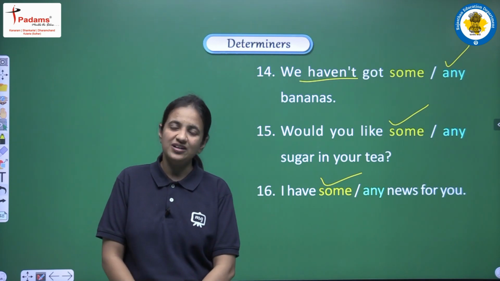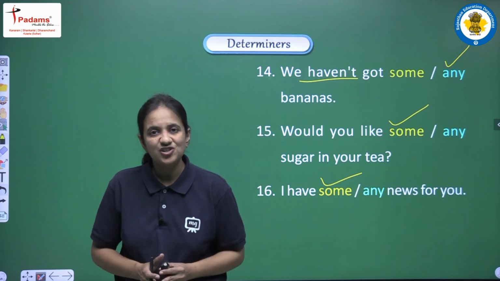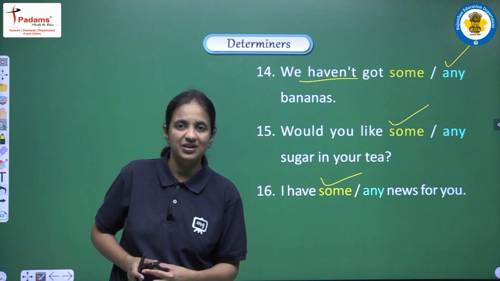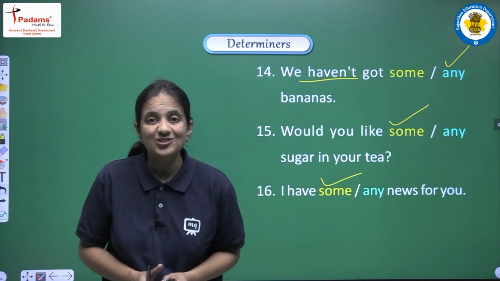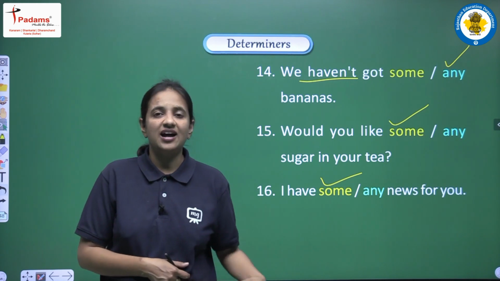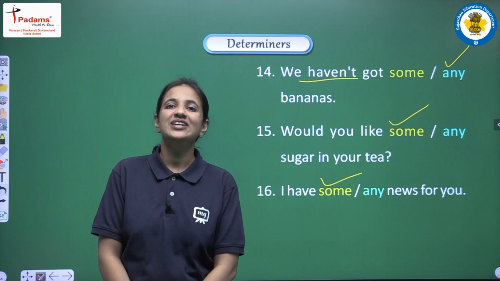So now I am sure that these two determiners, some and any, are very clear to you all, and the different uses of these two determiners are also clear to you. In the next video we will continue with our determiners. So just be with me and see you in the next video. Thank you.